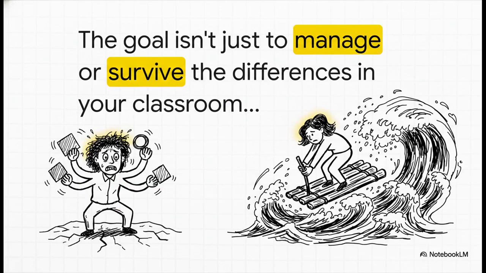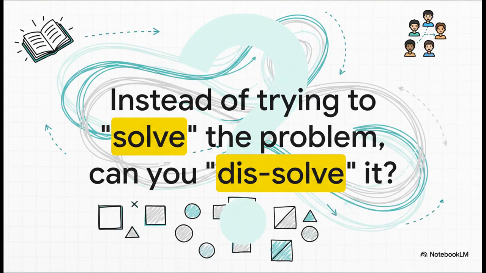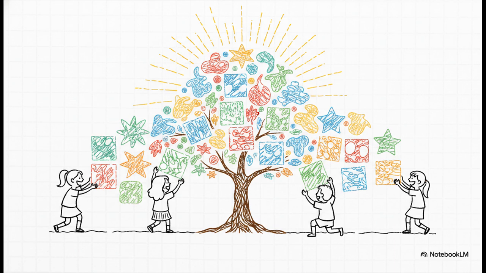And when you really embrace this idea of spiky profiles, you start to realize the goal isn't just to manage or survive the differences in your classroom, which leads us to this final, huge, transformative question. Instead of always trying to solve the mixed level problem, what if you could dissolve it? What if the problem itself is really just a matter of perception? And that's the ultimate mindset shift, to see all of these differences not as a deficit or a headache, but as a source of strength, a resource for peer teaching, for richer discussions, and for a more dynamic and exciting learning environment for everybody. The mixed level classroom isn't a problem to be fixed, it's a reality to be leveraged.